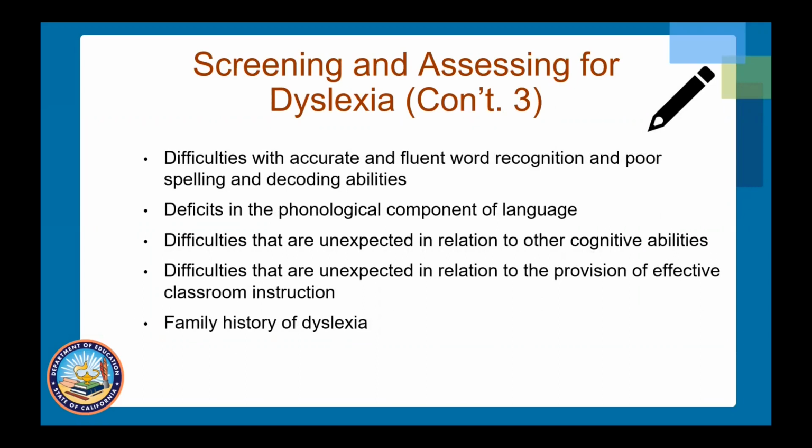The guidelines recommend that dyslexia screening and assessment focus on areas such as problems with word recognition, decoding and spelling, phonological processing deficits, reading issues that are unexpected in relationship to cognitive abilities and effective instruction, and a family history of dyslexia should also be taken into account.